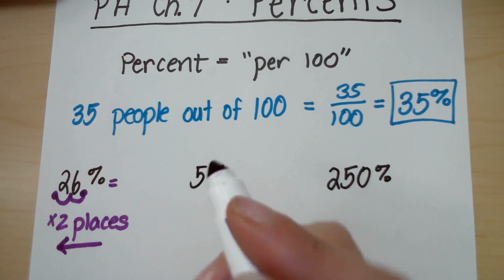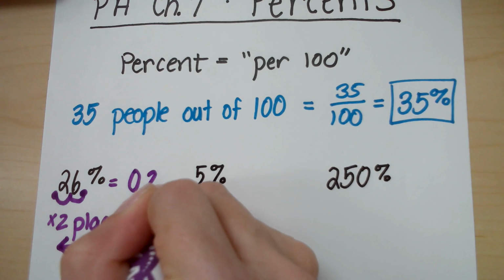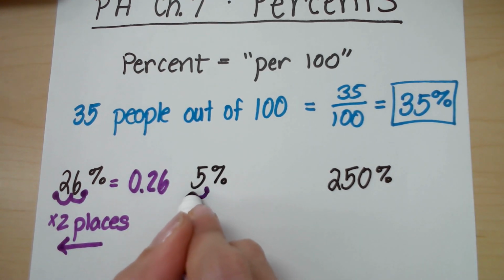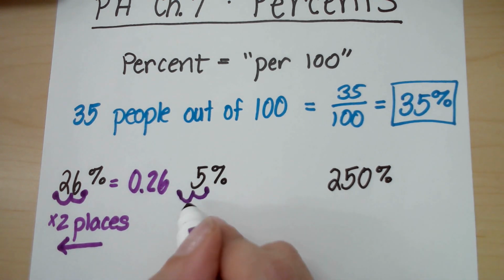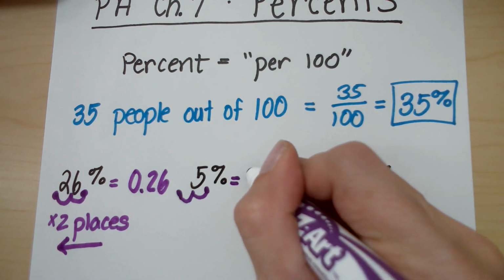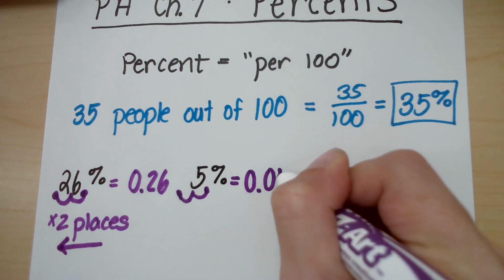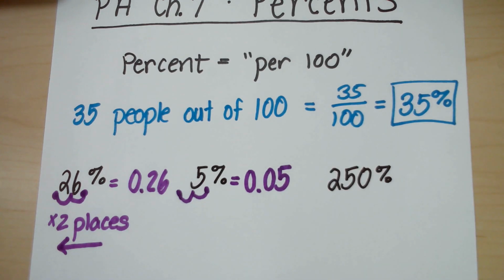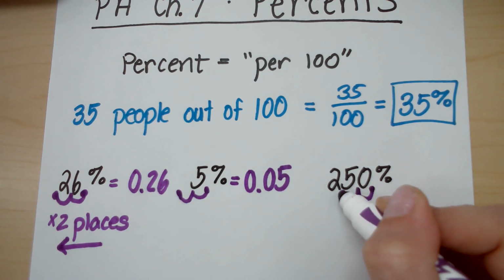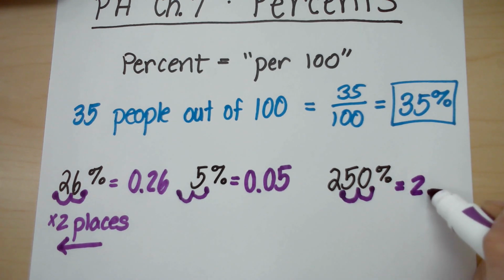So this would be 0.26. For 5, I do the same thing. I start with my decimal, I move it 2 places. Now notice there's an extra gap before the 5. So when I write my decimal, I want to include that 0, so 0.05. And then 250, we start at the end of the number, move the decimal 2 places, and we get 2.5. So that's our percent turned into a decimal.